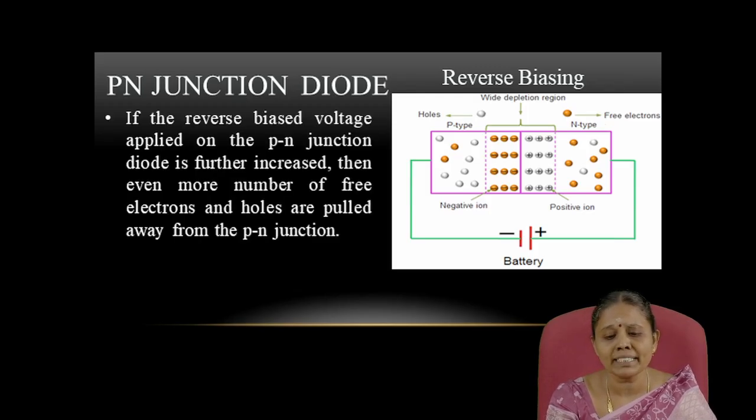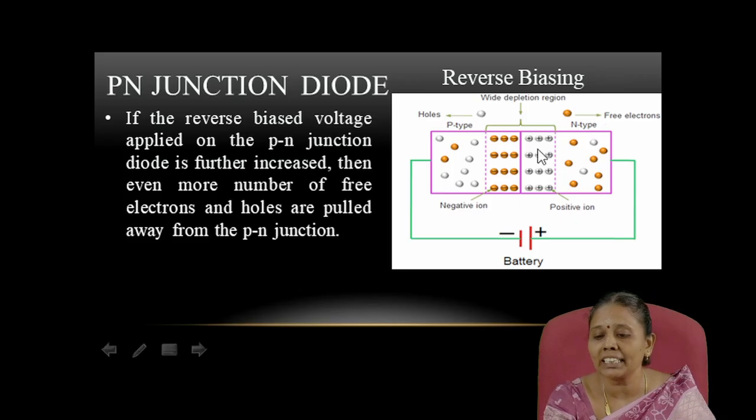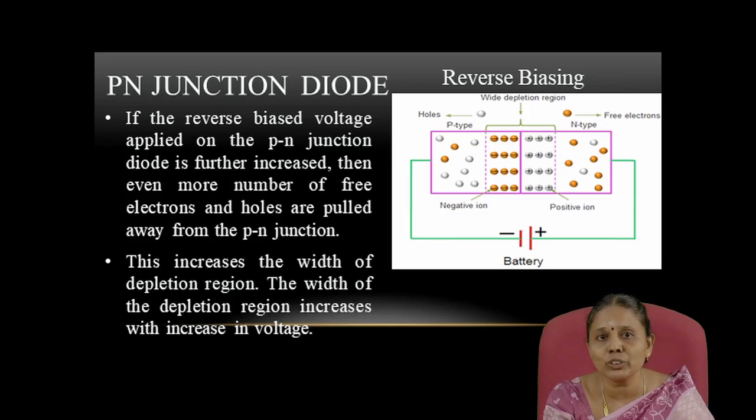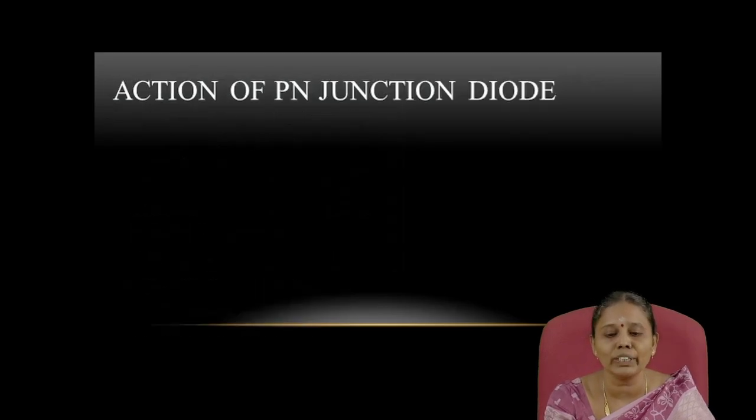Here what happens? More free electrons and holes are pulled away from the PN junction. So only the width of the depletion region increases. So this depletion region increases with the increase in applied voltage.